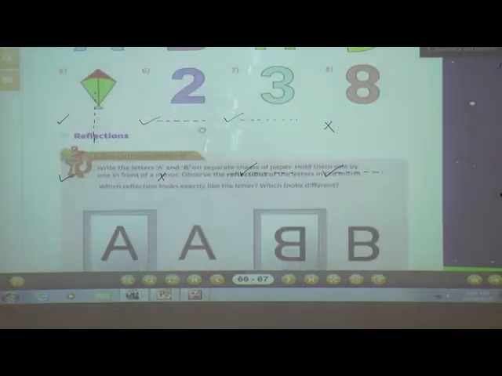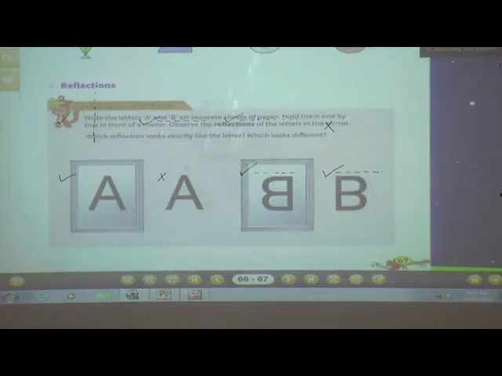See here. Here they have given one activity.